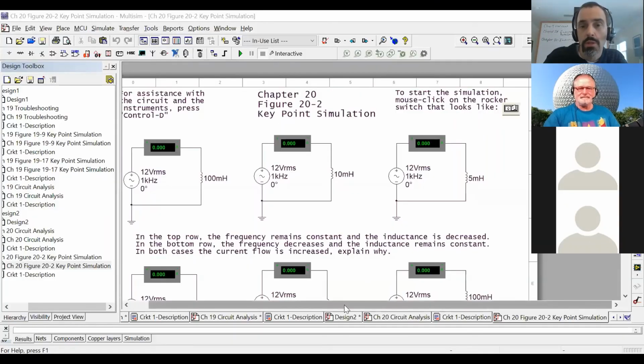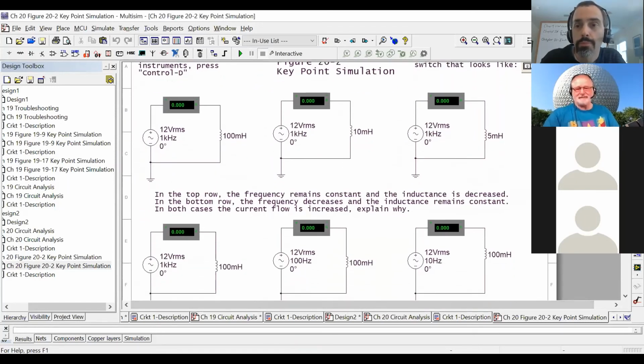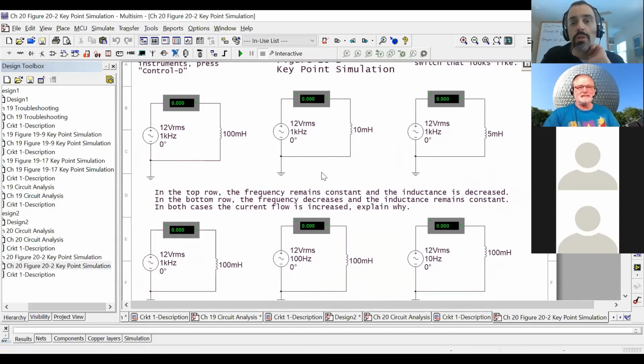All right, got some inductors. What we're gonna do is, let's see, we got 100 mils. Do I want to do this? Let me see what the other lab is.